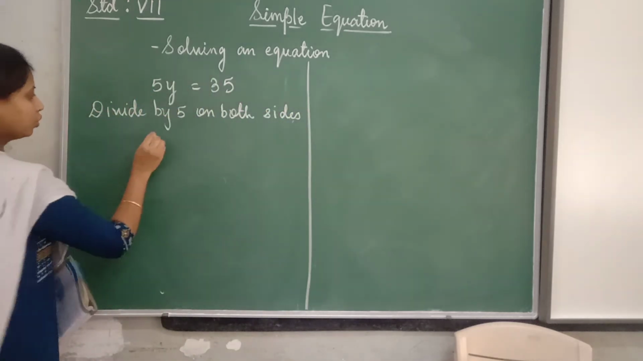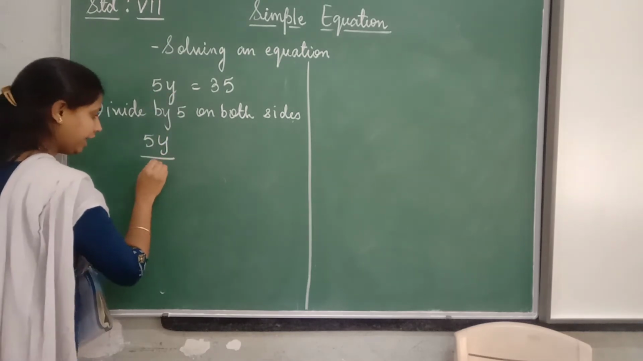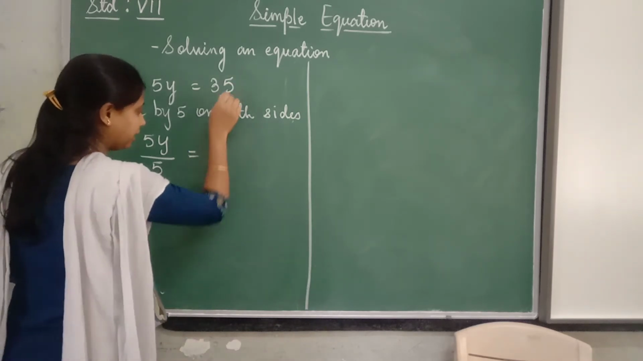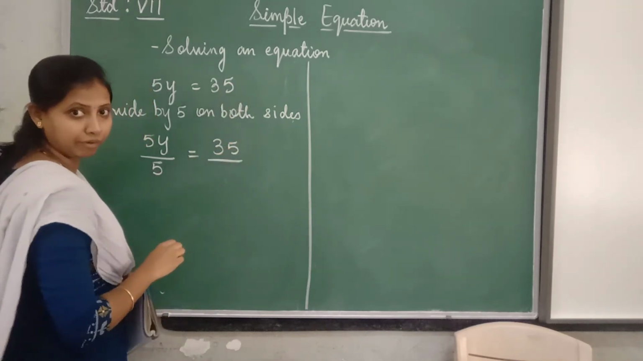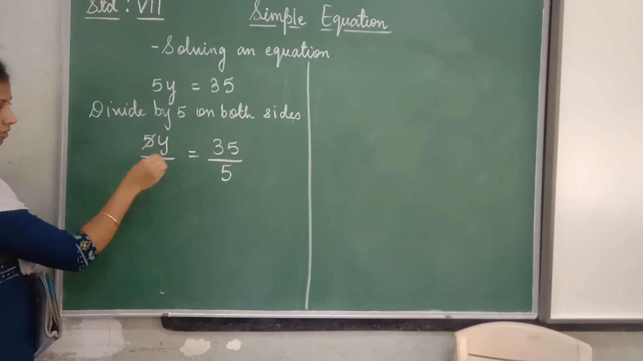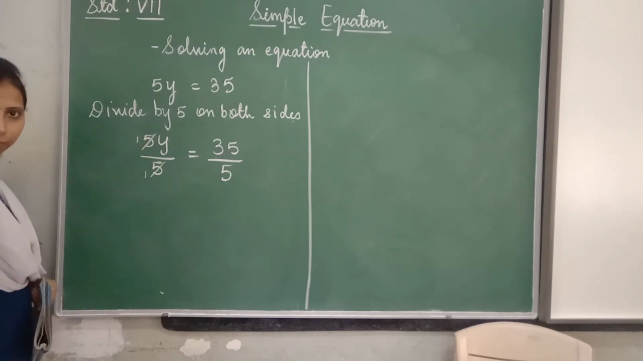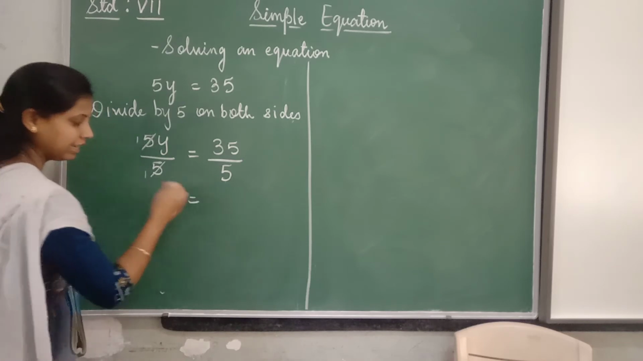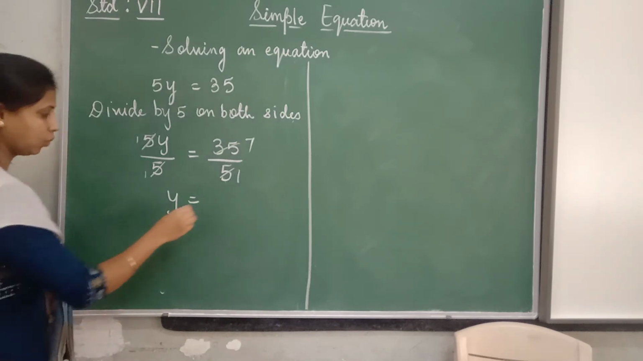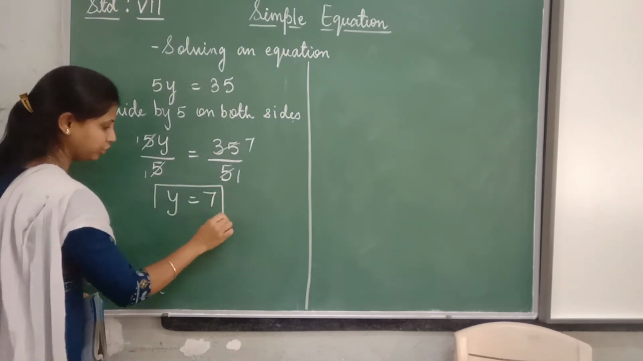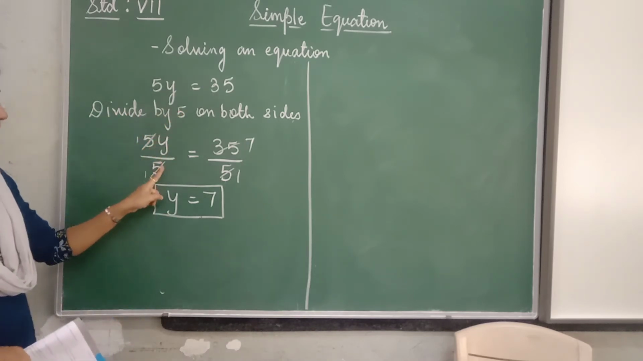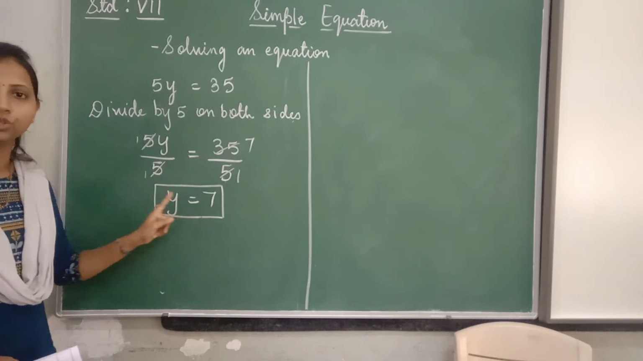On the LHS we have 5y, divide by 5 means upon 5, is equal to 35. On the RHS, 35 upon 5, the same number we have to divide by, 5. Now you can see the 5 here will get cancelled. So what remains? Only y remains, and here also it will get cancelled: 5 sevens are 35. So y is equal to 7 is the solution of the equation. Children, so we have divided by the same number on both sides and found the solution of y.